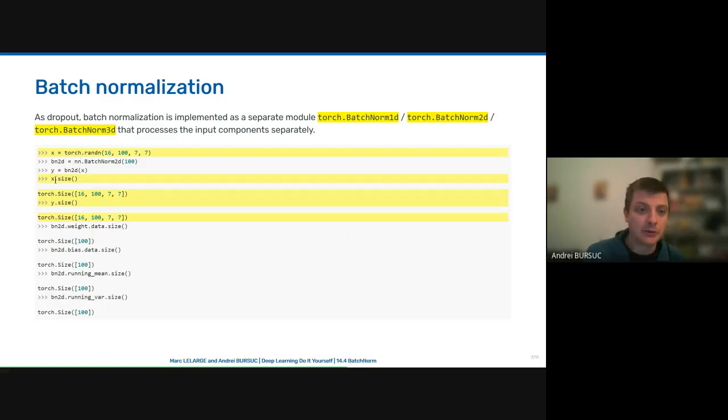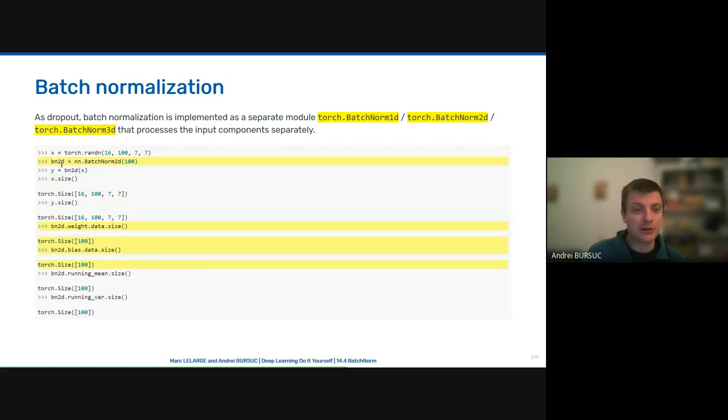First, let's see that my input X has this size here, and the output Y has exactly the same size. So it doesn't affect the size of the output whatsoever. It is unchanged. Then at the level of the Batchnorm layer, we have a field called weight. This is the gamma, the scaling factor, and it has size 100, which is the number of feature maps in the input. The same goes for the bias, which is the shifting parameter beta, which also has size 100.